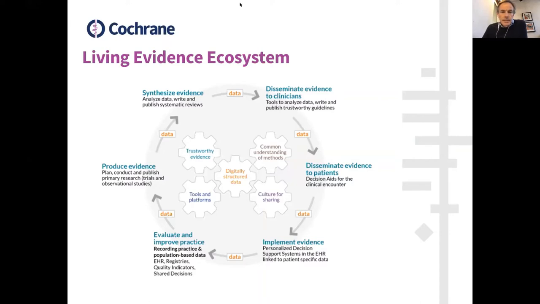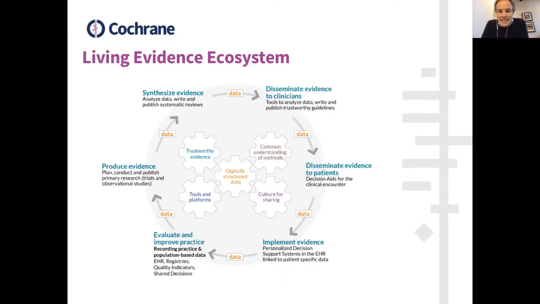We, of course, then spend a lot of time producing rigorous and usable reports that can be then used to develop guidelines and other products and services that disseminate that evidence to clinicians. And then in addition, mechanisms to disseminate the evidence to patients, such as decision aids and shared decision making. Subsequent to that, of course, there's a lot of people working on the implementation on knowledge translation, evaluation and improving practice.